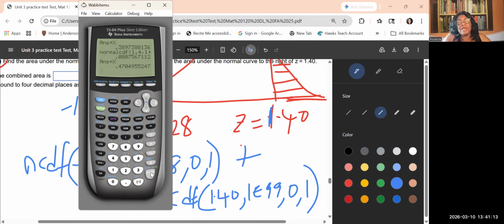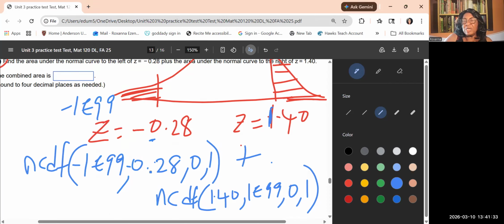Therefore, the total area is 0.4705 to the nearest 10,000, or to the nearest 4 decimal places. So my answer, the total area, is 0.4705. So that is the total area.